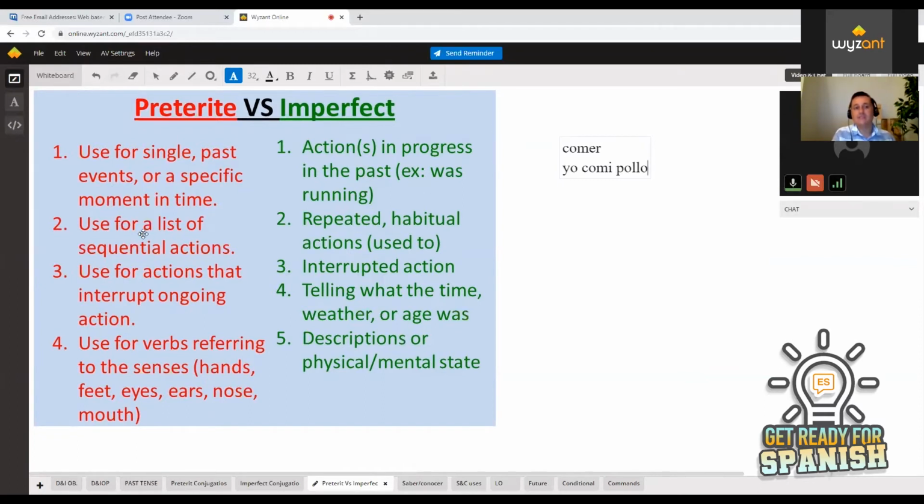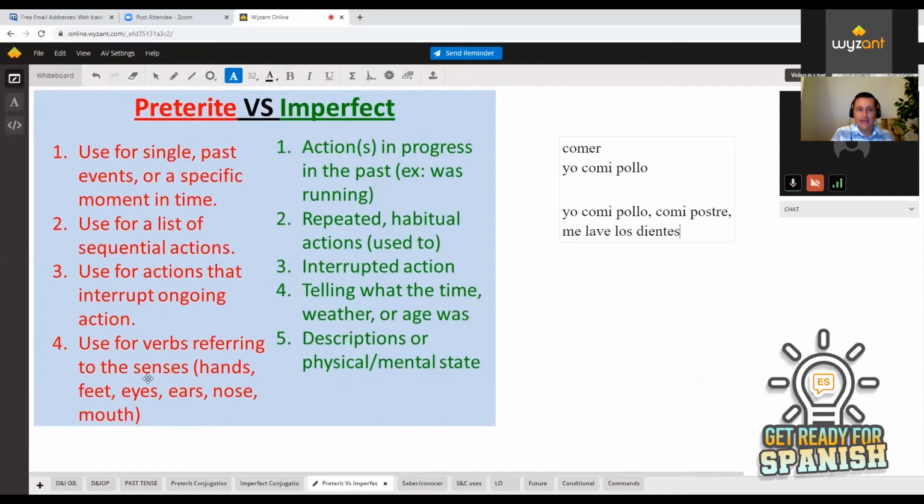Also, if we talk about things that happen in a sequence, like what I did yesterday, okay? Yo comí pollo, luego, what did I do later after I ate? Okay, I ate dessert. Comí postre, and then I brushed my teeth. Okay, me lavé los dientes. Okay, I did one thing after another. They all happened yesterday. Preterite tense.